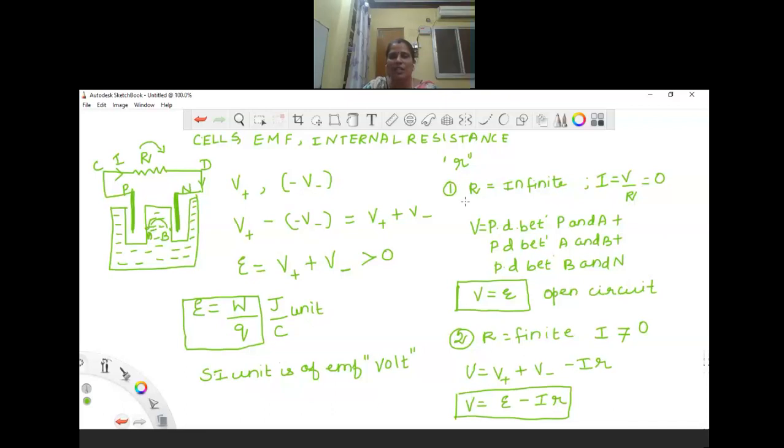And we consider two cases: when R is infinite and when R is finite. R is infinite means open circuit, R is finite means closed circuit. So in the open circuit, the potential difference is equal to EMF, but in the closed circuit, the potential difference is equal to EMF minus Ir.